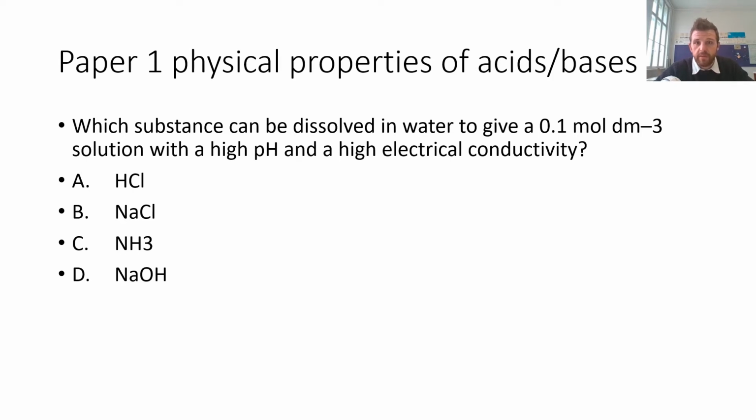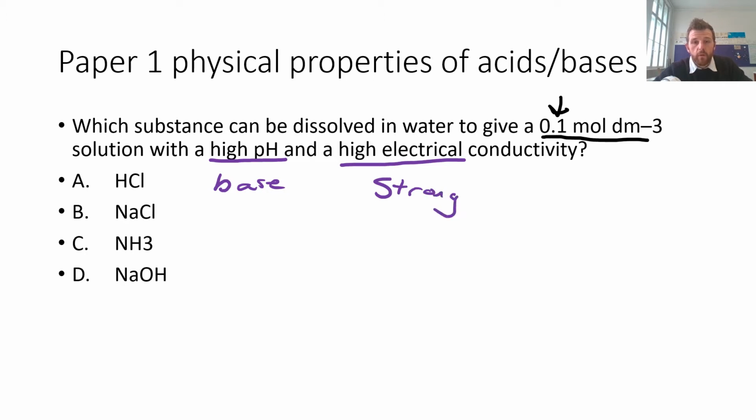Which substance can be dissolved in water to give a 1 molar decimeter cubed? This doesn't really matter, this number here. The key points in this problem are this. Solution with a high pH, so that means I'm looking for a base, and a high electrical conductivity, meaning I need a strong something. So with these two bits of information, I know that I need a strong base, which is going to be NaOH. So your answer here would end up being D.